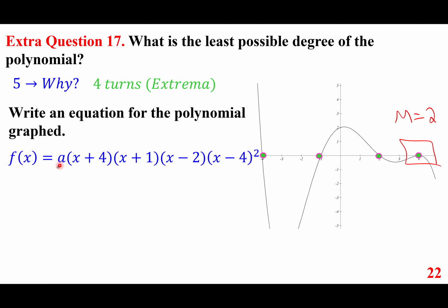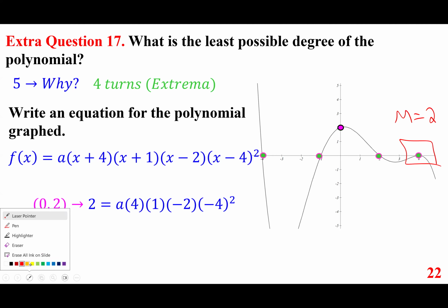So everything is there except a. How do you find it? Pick another point. An easy point would be the y-intercept, which is located at 0, 2. So replace the x with 0 and y or f of x with 2. This is 16. So 4 cancels out. The 2 gives us 2. 2 times -2, -4 times 16, -64.